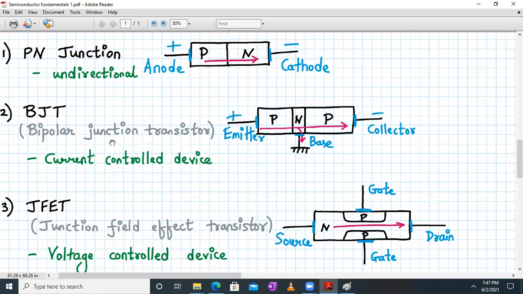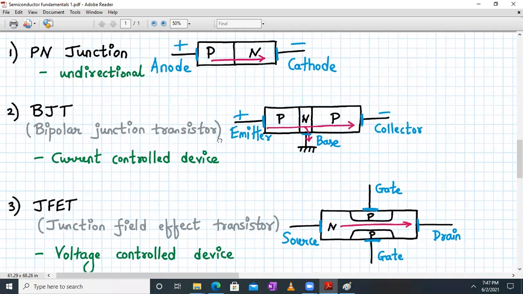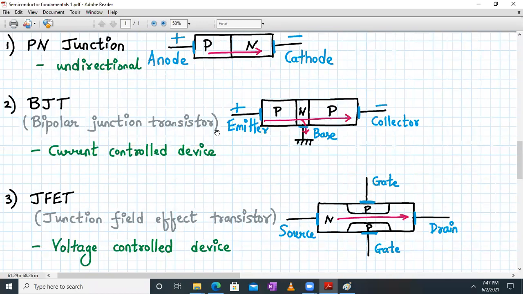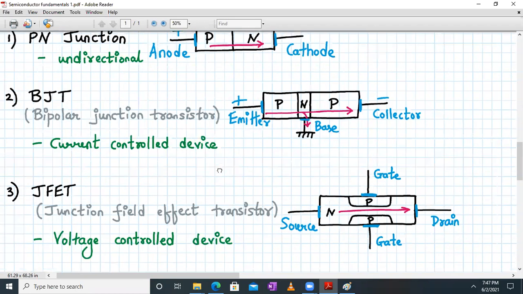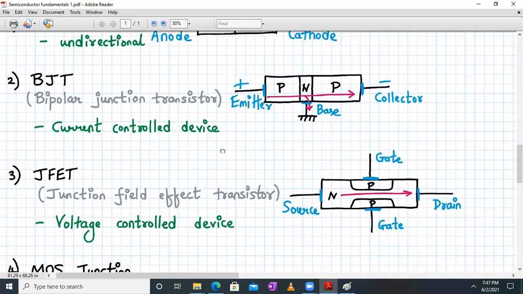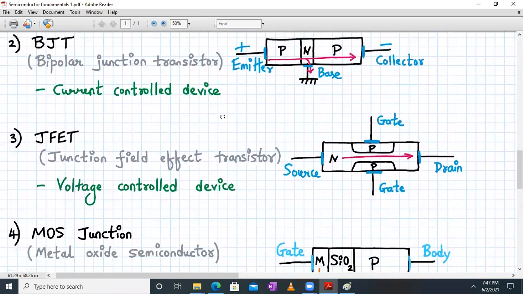Okay, so over here this is a current control device. So we'll see in detail how this works as a current control device. That means the output current is controlled by the input current. Okay, so that is the fundamental principle of bipolar junction transistor. And your current flow is due to both minority as well as majority carriers. Okay, so in semiconductors there is a concept of majority and minority carriers. Okay, so we'll study that in brief.